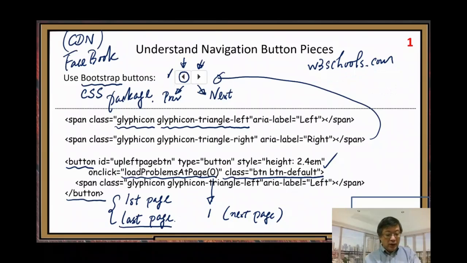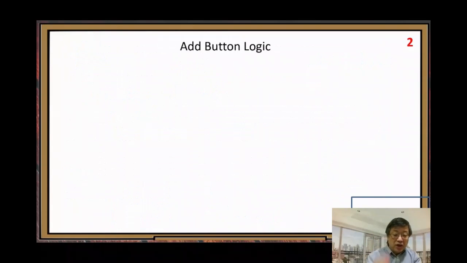All right, so here, how to do that? So that's the dynamic part, right? Because sometimes we display a button, sometimes we do not display a button. So we need to use some logic to control it. There is a simple logic built there, so we need to write code to make that logic happen. So next page, add button logic.